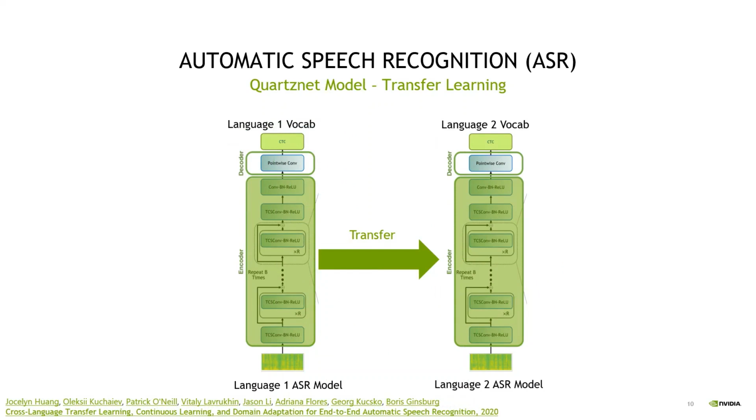One can take advantage of the encoder that trains good acoustical feature representation and fine-tune the model on other vocabulary. This is called transfer learning, and it was shown to be effective on different domain-specific vocabulary, English accents, and even different languages.